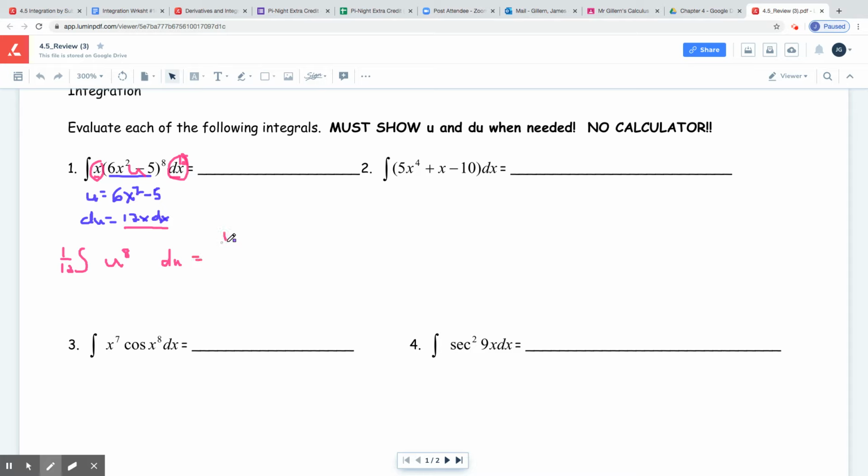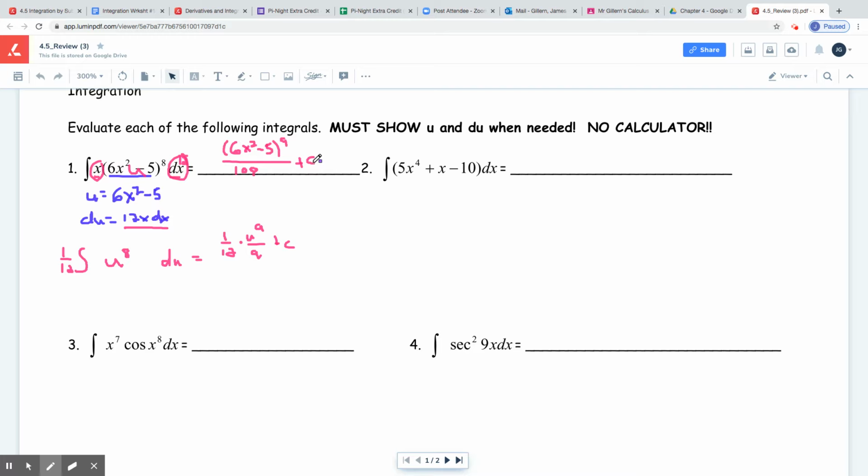So I integrate that: 1/12 times u to the 9th over 9 plus c. So my answer is 6x squared minus 5, because I'm just substituting my u back in there, to the 9th, all over 12 times 9, which is 108, plus c. There you go. There's number 1.